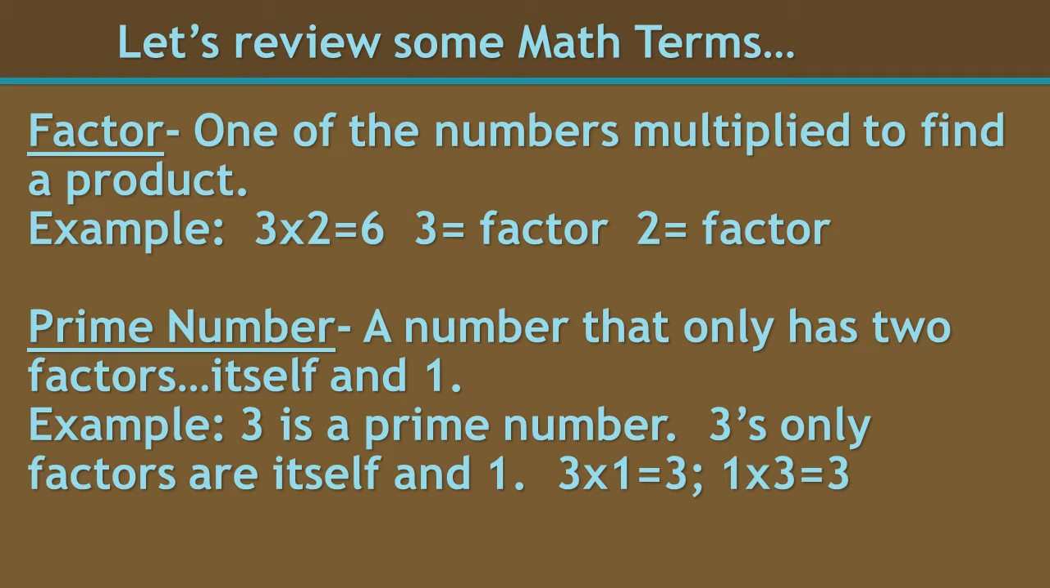Now the next term that we're going to talk about is prime number. A prime number is a number that only has 2 factors, itself and the number 1. An example of a prime number is the number 3. Now 3 is a prime number because 3's only factors are itself and the number 1. We can see that here in these equations. Only 3 times 1 or 1 times 3 can give us a product of 3. So 3 is a prime number.